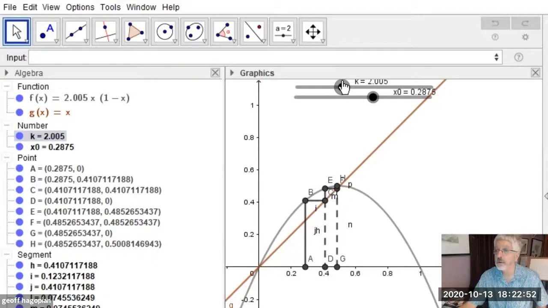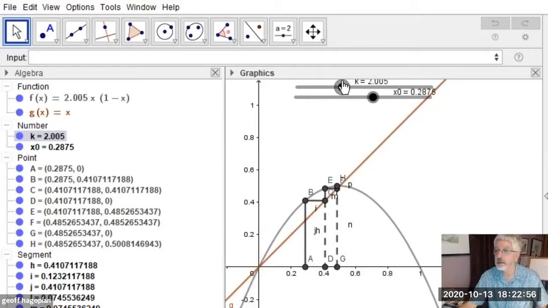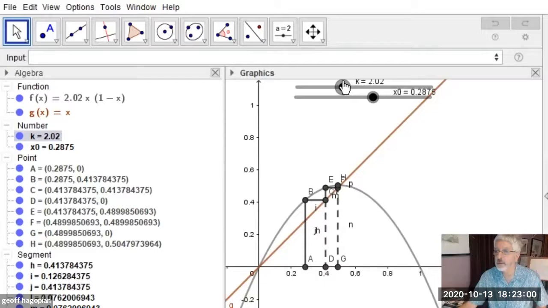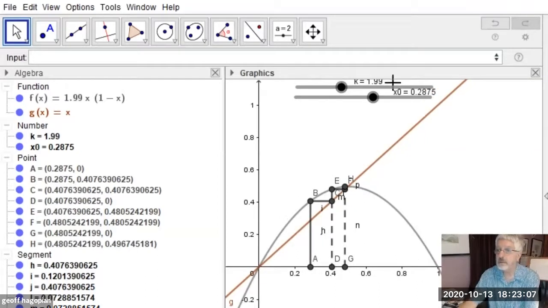It's kind of hard to hit right on it, isn't it? Don't slide too far. Oh no, I've slid too far. I go back and forth, but I can't seem to. Maybe if I give it a little nudge? Oh no, that just zooms. Okay, so 1.99, that's close enough to 2.